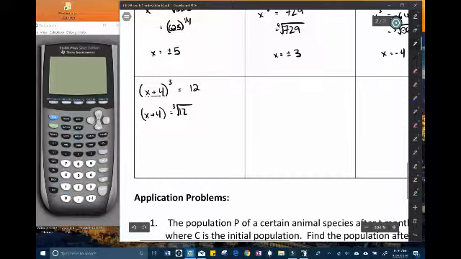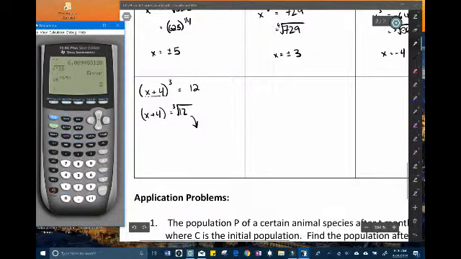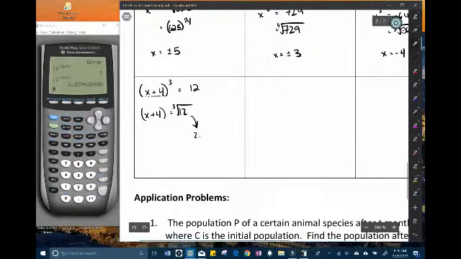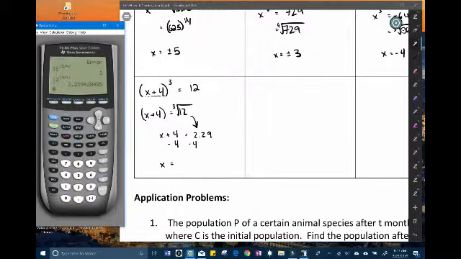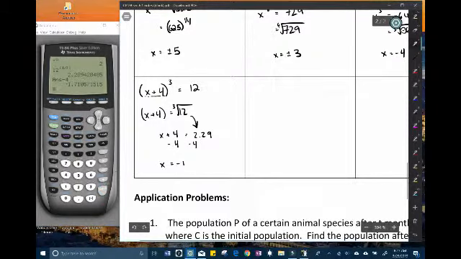The cubic root of 12 is not a perfect number. So if you type that into your calculator, so if we do 12 to the 1/3, you end up with 2.29. And then to solve for x, you're going to subtract 4. So you can do x equals 2.29 minus 4, and you get negative 1.71 as your answer.